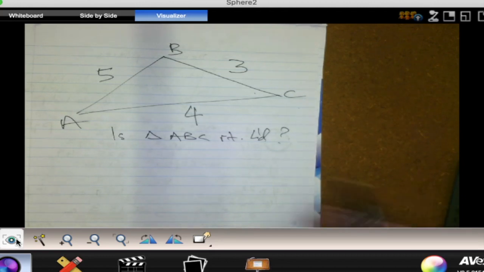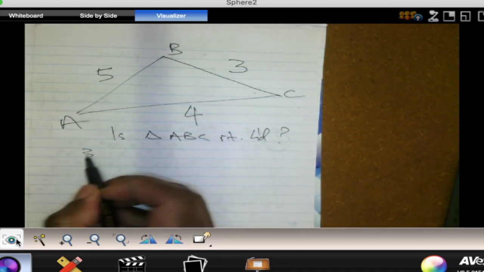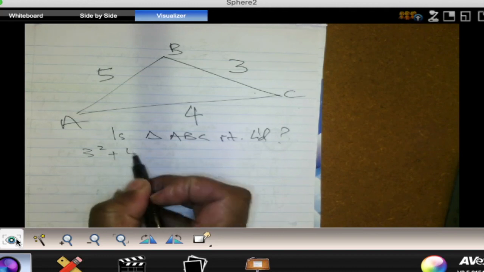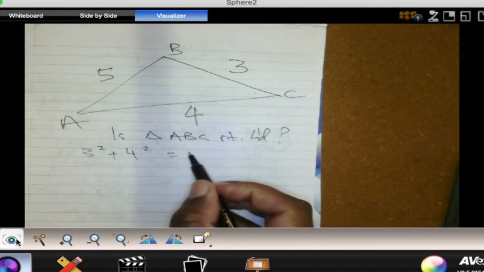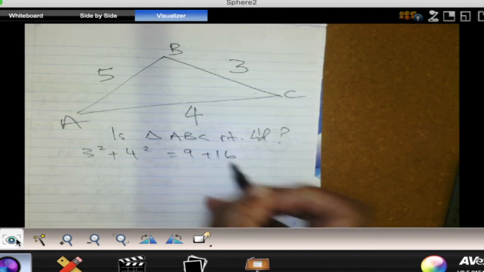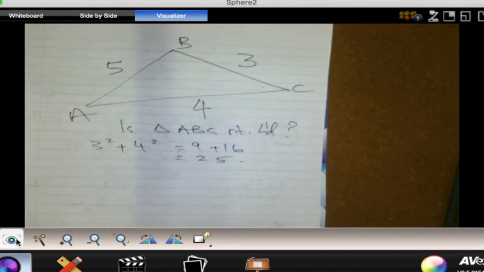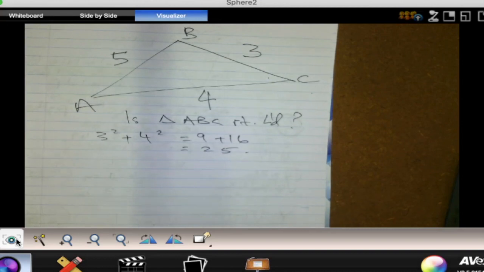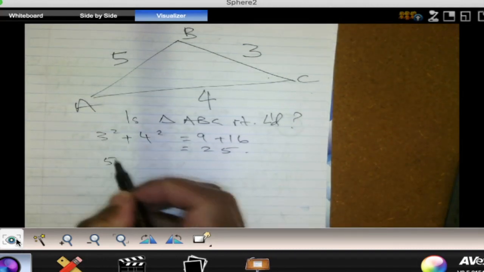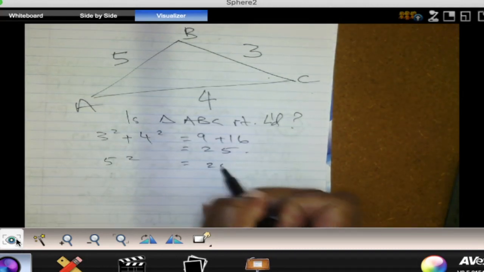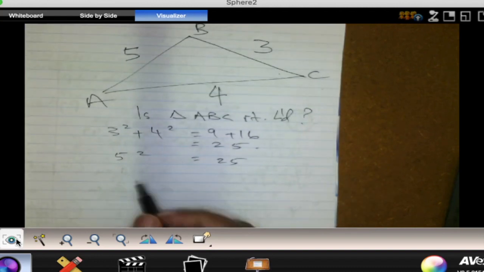So let's check. So let's take the shorter sides. The shorter sides are 3 squared plus 4 squared. 3 squared is 9 and 4 squared is 16. And this gives us 25. Okay, good. Then let's take the longest side. The longest side is 5. What is 5 squared equal to? 25. How do they compare?